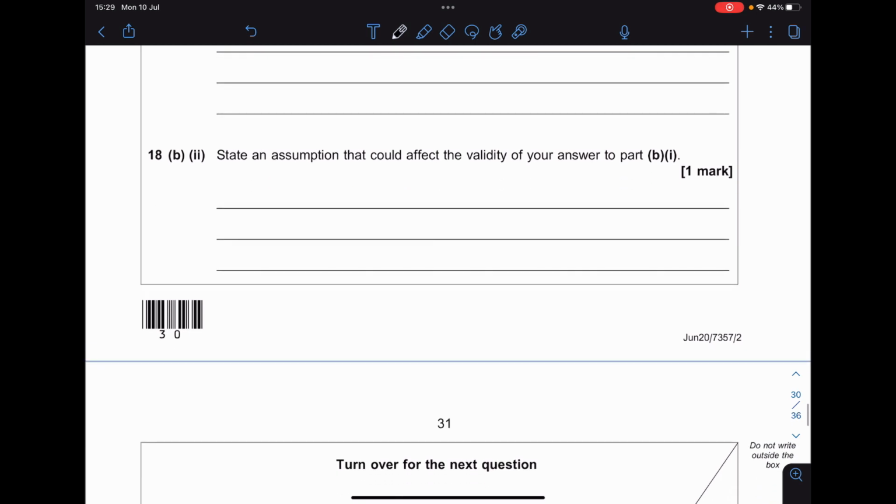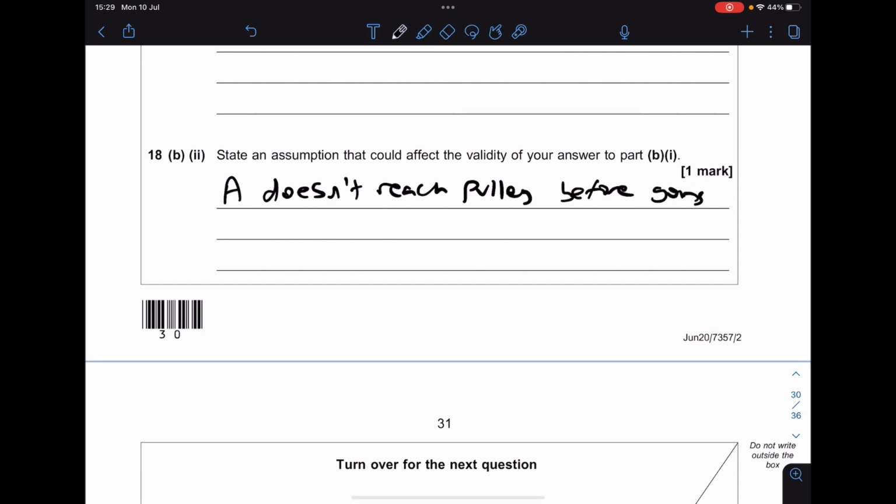Let's take an assumption that could affect the validity. For example, A doesn't reach the pulley before going to rest. That'll do.